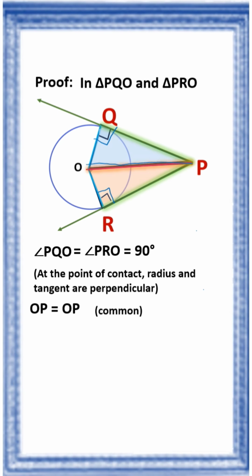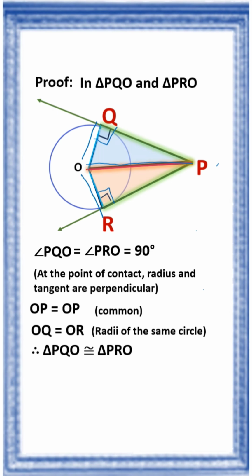It is common to both triangles, and OQ is equal to OR, by radii of the same circle. Here we can observe that triangle PQO is congruent to triangle PRO. Why? Because this is a right angle, this is the hypotenuse, and this is a side.